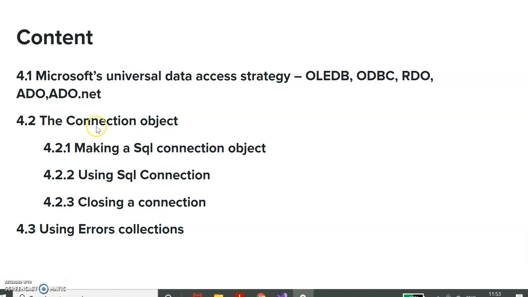Then in today's lecture, we have seen what a connection object is and how to create a connection. There are different kinds of connections we can establish, like OLEDB, ODBC, ADO.NET SQL, and Oracle also. For your curriculum we are only going to perform the operations of SQL connections. We have seen how to make a SQL connection object, how to use it, and how to close that connection. And the last one is about the error collection. In the next video we will perform the practicals of this SQL connection. Now we will stop here, and thank you.